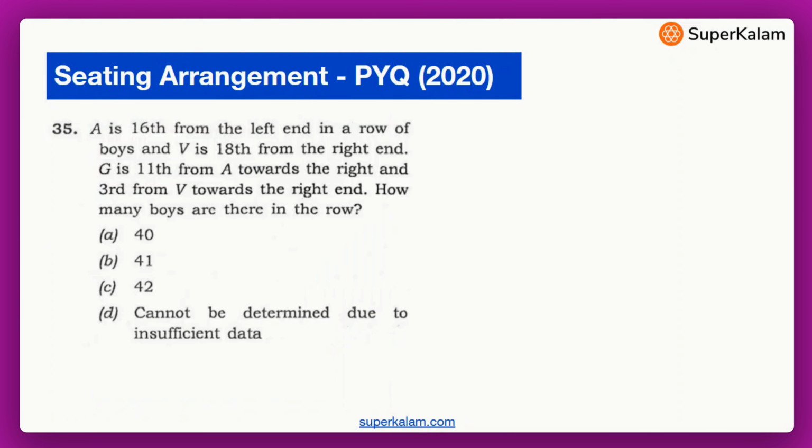Now let's see the second question, and it is a very easy one. These types of questions are also asked. A is 16th from the left end in a row. So there is a row of boys, and A is 16th from the left end. So the left end will be here. Before A, there will be 15 boys, because A's position is 16th from the left end. So on A's left, there will be 15 boys.